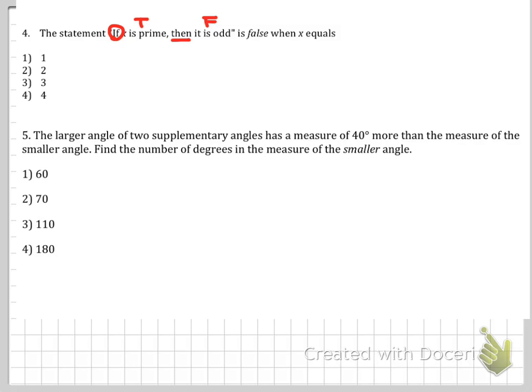Which one of them are prime? So that means we are looking at possibly this one and this one, because 1 and 4 are not prime numbers. But something that's not odd, the only thing that's not odd is choice 2. So therefore that becomes our answer.